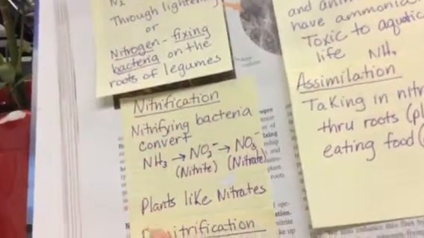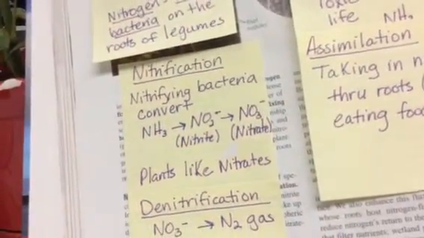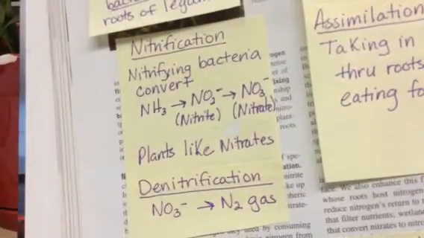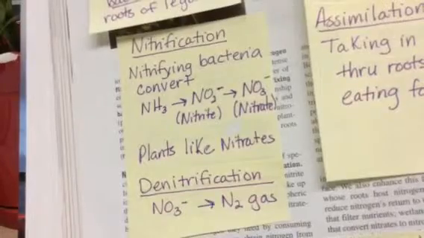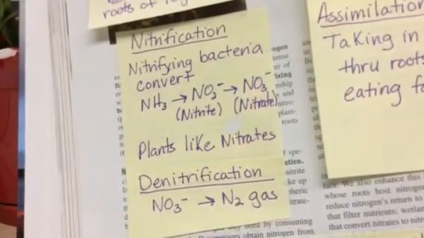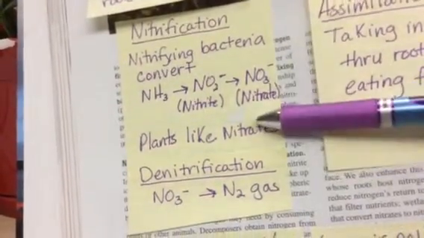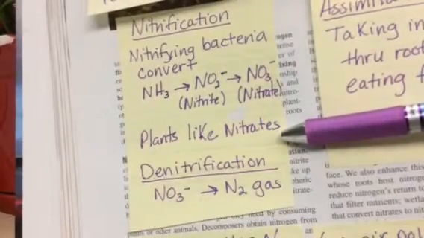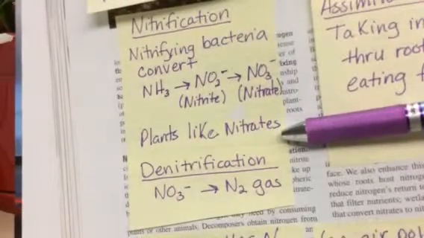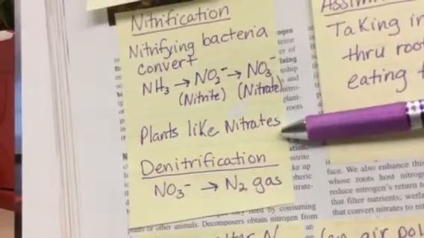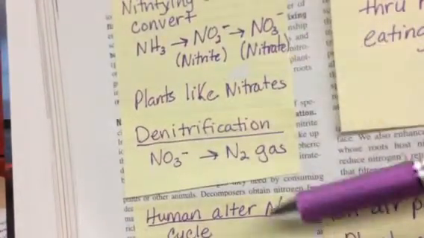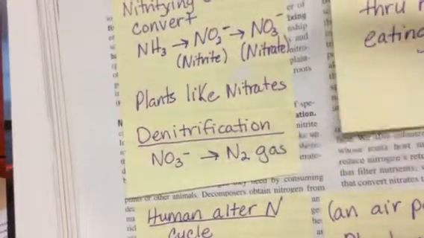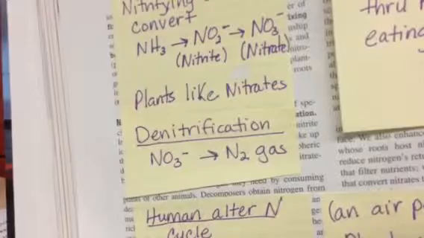Okay, the next term is nitrification. This is when you have nitrifying bacteria that turn ammonia first into nitrites, then into nitrates. And plants really like nitrates. It's the most usable form of nitrogen that they can use, so it's pretty essential for them to have nitrates. And then denitrification is where we take nitrates back into N2 gas, and that's bacteria that do that again. Bacteria kind of do all parts of the nitrogen cycle.